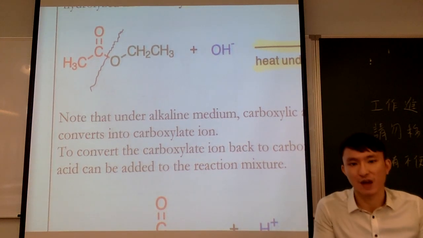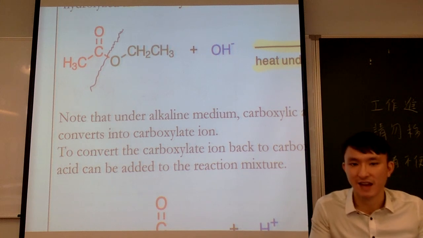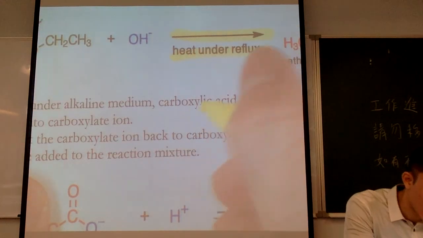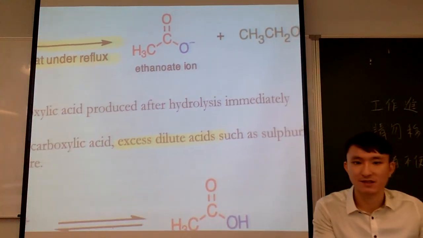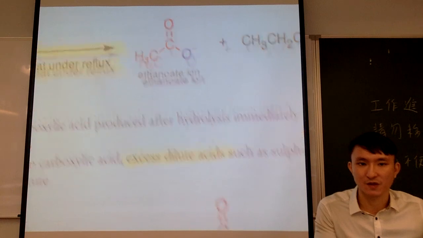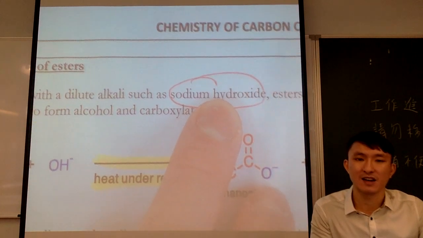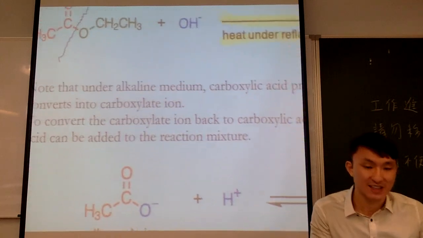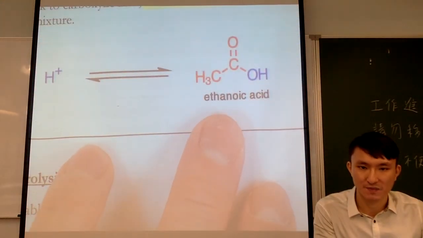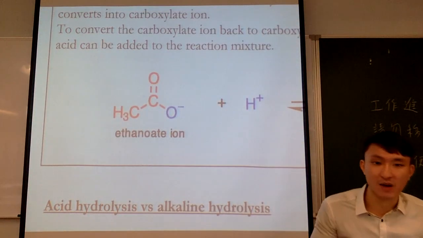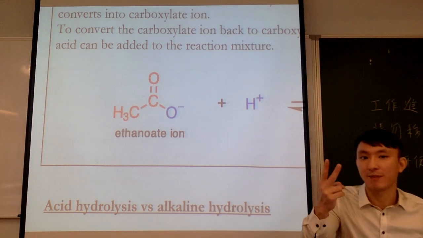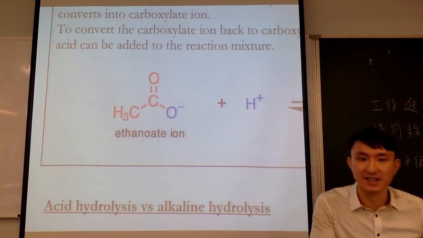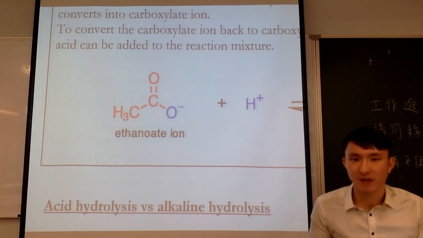But you may say, sir, I want the carboxylic acid, not the carboxylic ion, right? So after the alkaline hydrolysis, we have to do one more step, which is to add excess dilute sulfuric acid. This excess dilute acid will first neutralize all the remaining sodium hydroxide, and once all the sodium hydroxide has been neutralized, excess acid is able to convert the ethanoic ion back to the ethanoic acid molecule. So this is what we want. If you perform alkaline hydrolysis, you need to do two steps. One, heat under reflux with sodium hydroxide, and after that, add excess dilute acid to convert the ethanoic ion into ethanoic acid.